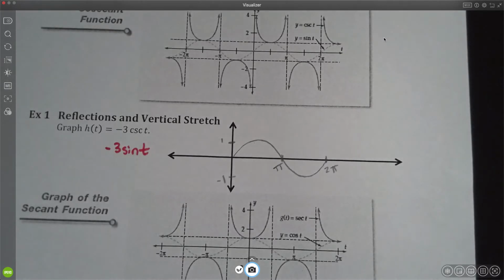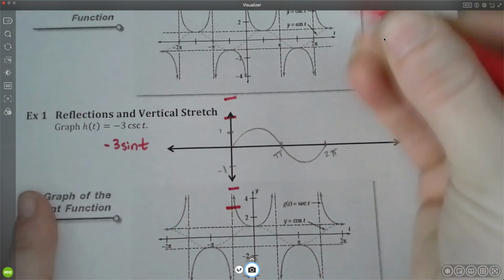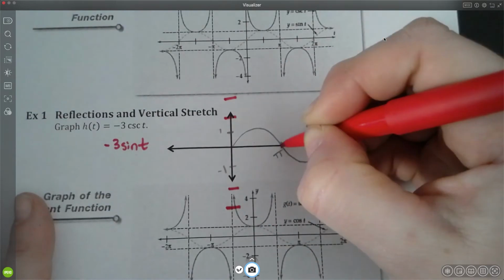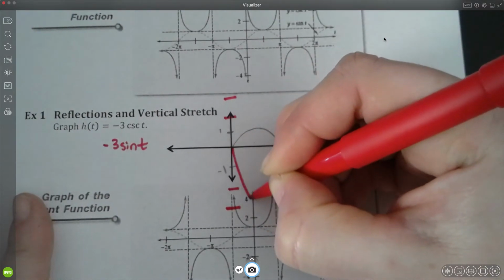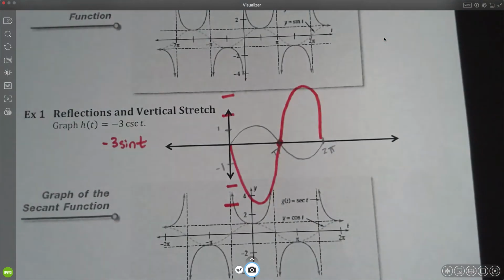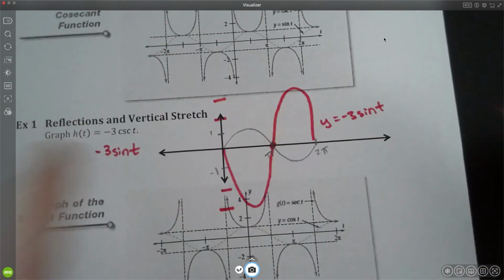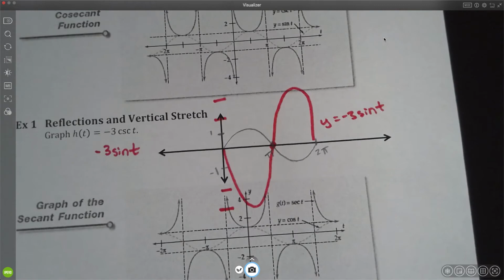So I'm going to go down to 3 and up to 3, and he's going to go down first. He's still going to cross here at pi, so he'll go like this. It'll look really weird, like that. This right here is y equals negative 3 sine of t. Are we okay with that? Yes, sir. If you can do it by skipping these steps, fine. I don't care. I want negative 3 cosecant of t.